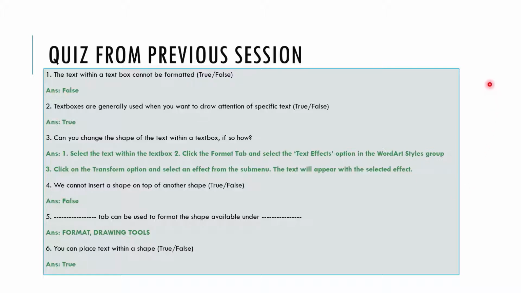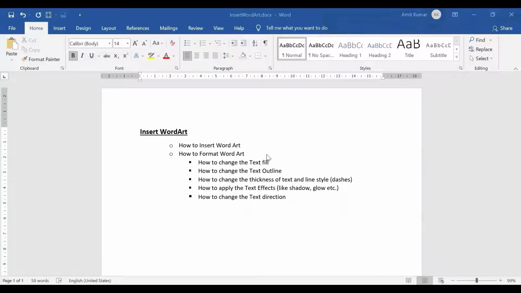Now, let us continue with today's session. Students, let us take a look at how to insert WordArt in a Microsoft Word document. We will take a look at how to insert WordArt, how to format WordArt, how we can change the text fill, how we can change the text outline, how we can change the thickness of text and line style, and how we can apply the text effects. At the end, we will see how to change the text effects.